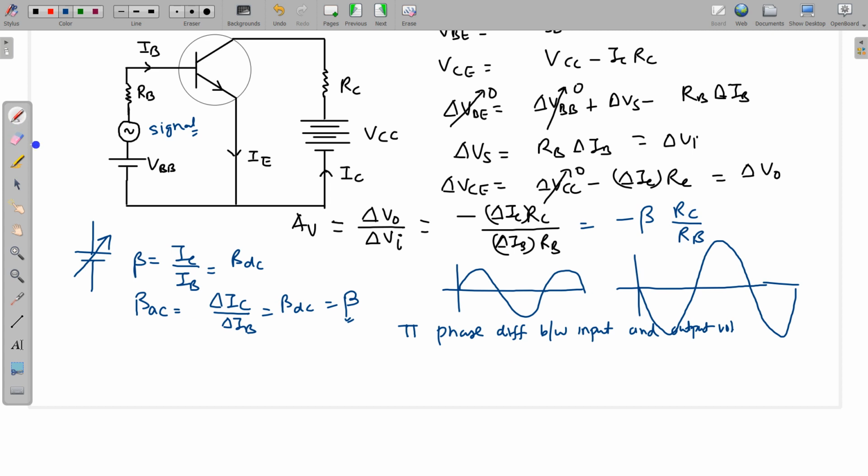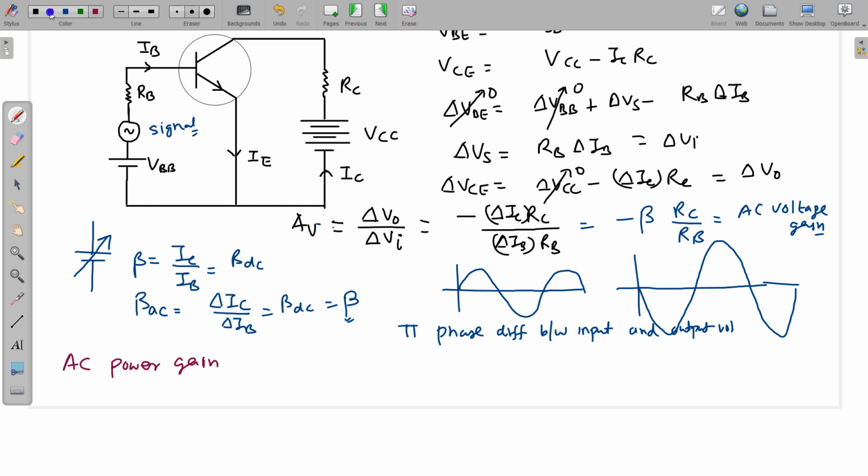So this is the voltage amplification factor. This is also known as AC voltage gain. We can term it as AC voltage gain or AC voltage amplification factor. There is another term, which is known as AC power gain.